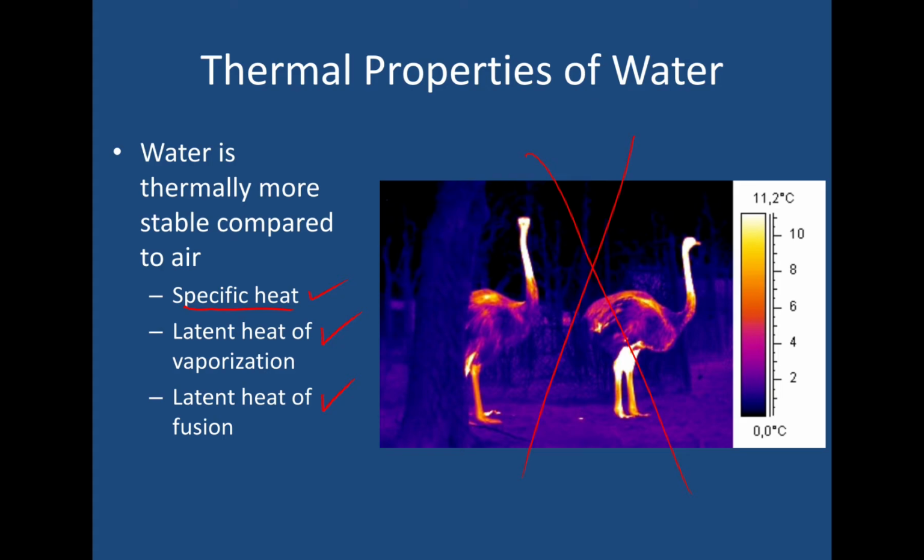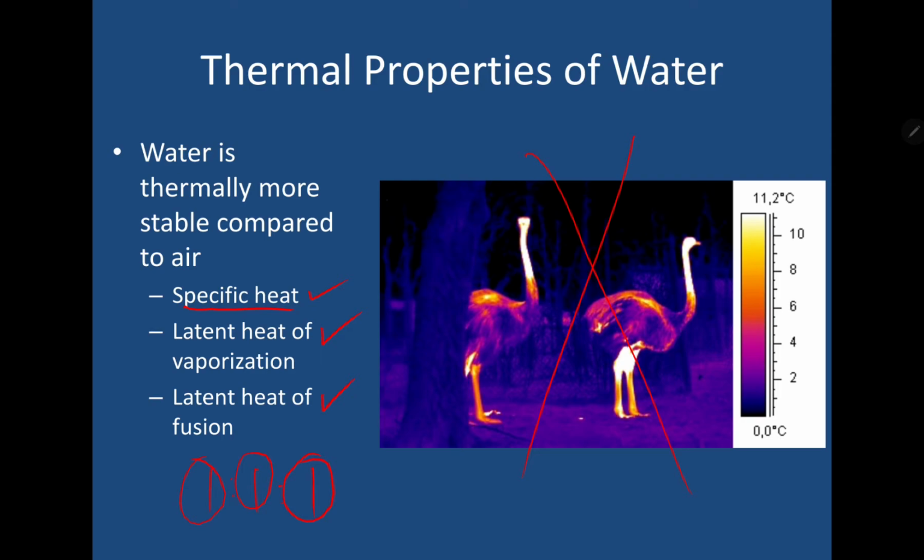It takes about 1 calorie of energy to heat up 1 cubic centimeter of water by 1 degree. So remember this ratio: 1:1:1. 1 calorie of energy to heat up 1 cubic centimeter of water by 1 degree.